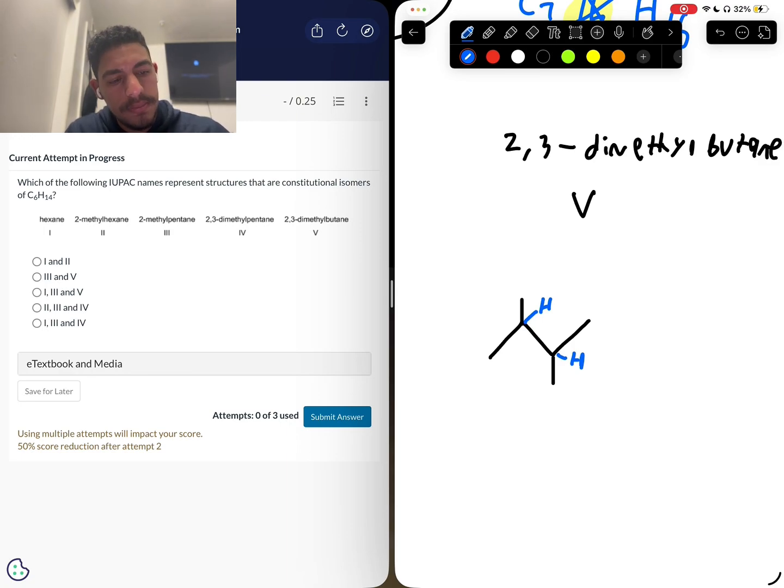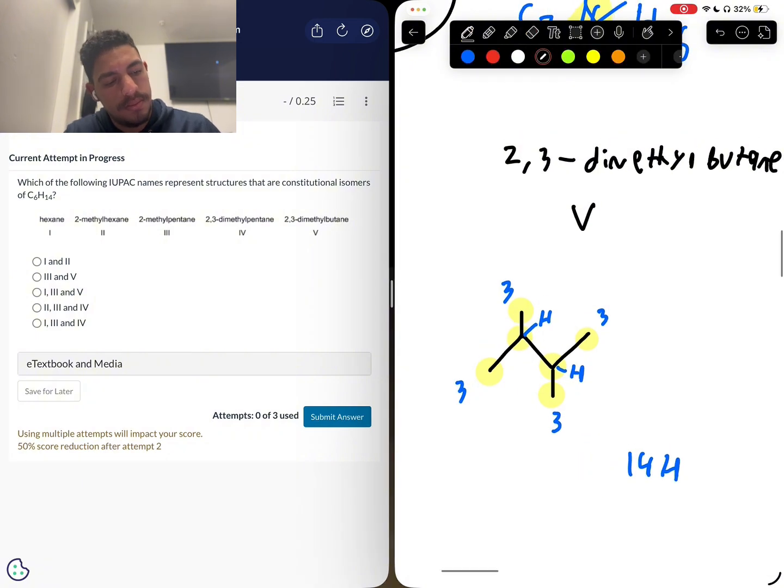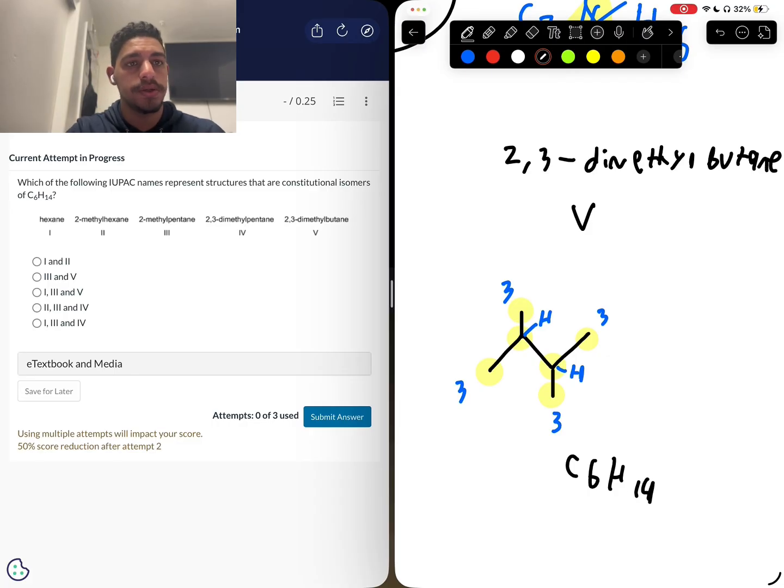So 3, 3, 3, 3. Okay, 3, 6, 9, 12, 13, 14. Look at that, 14 hydrogens. And how many carbons are there? 1, 2, 3, 4, 5, 6. 6 carbons. Okay, that's another constitutional isomer.